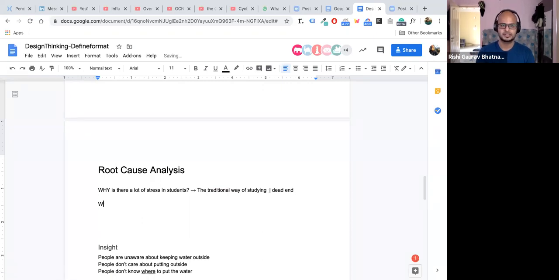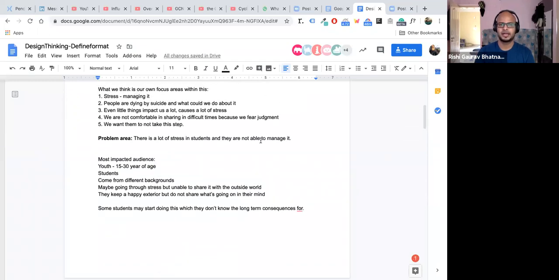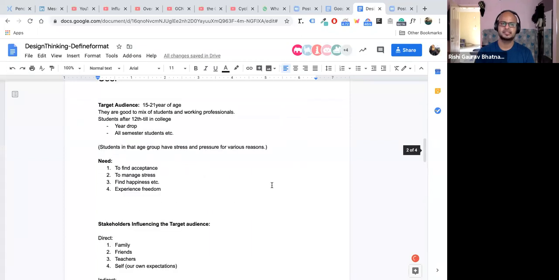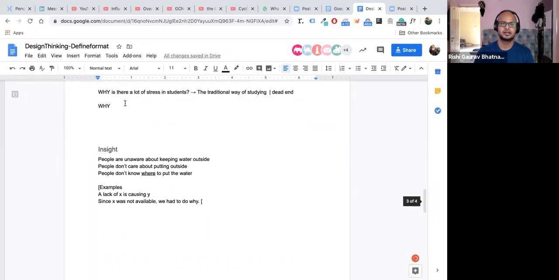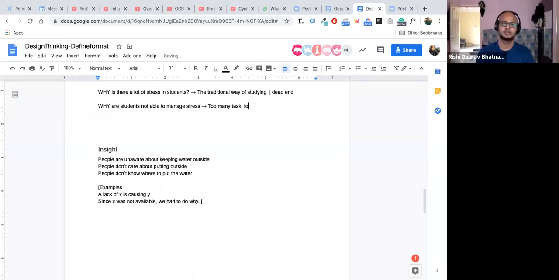Let's look at another aspect of this. Another problem area that I wrote was that people are not able to manage stress. Let's try and attack that. Why are students not able to manage stress? For example, because there are too many tasks and too little time. Too many tasks, too little time. Okay.